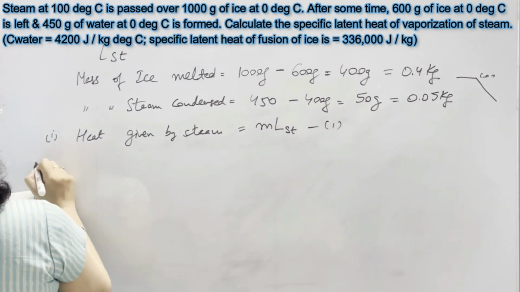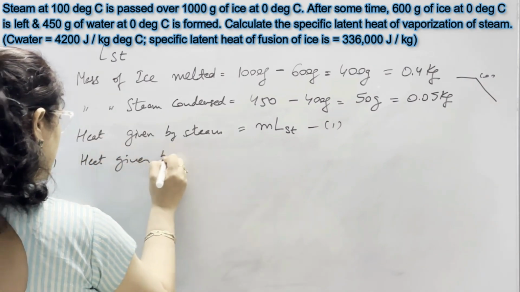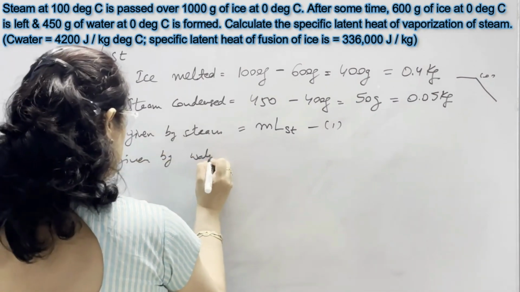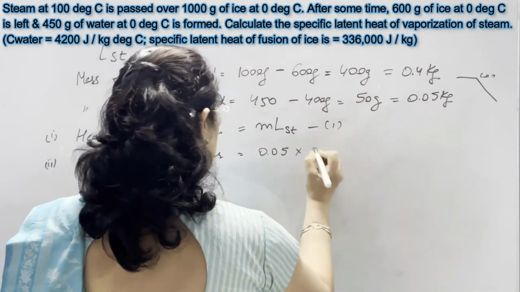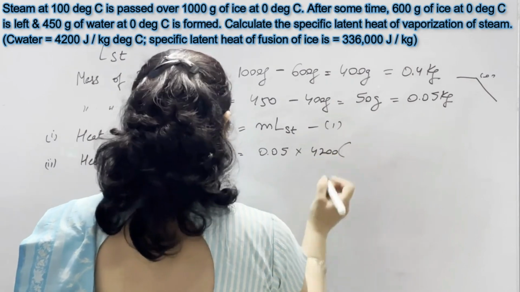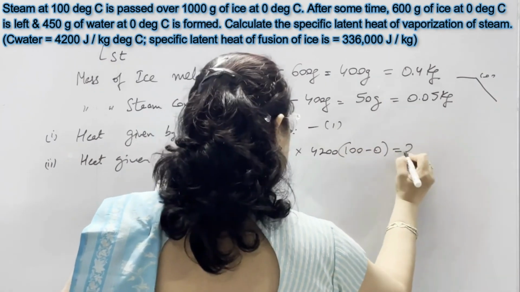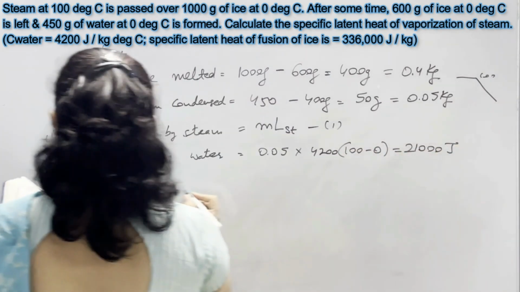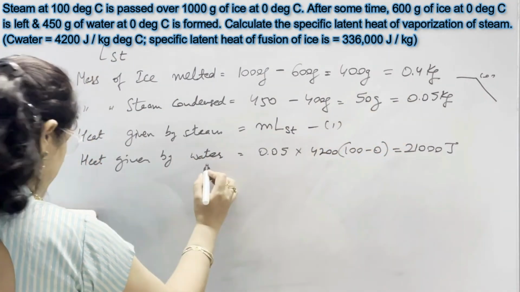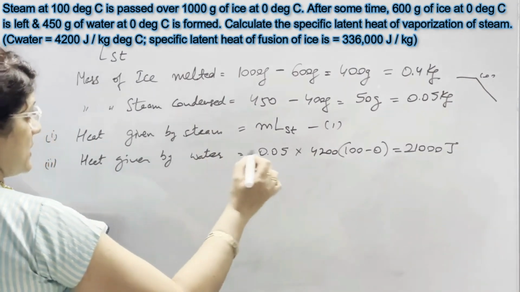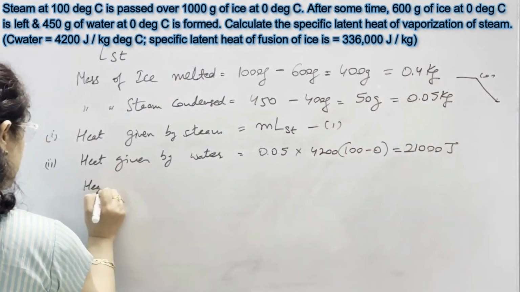And now the second part, heat given by water. This much water, 0.05 kg of water, into MC delta T: 4200, and the temperature of steam is 100 minus 0. It means after calculation 21,000 joule. This is the heat given by 0.05 kg of water at 100 degrees Celsius in cooling to 0 degrees Celsius. In the next part, heat taken by ice.